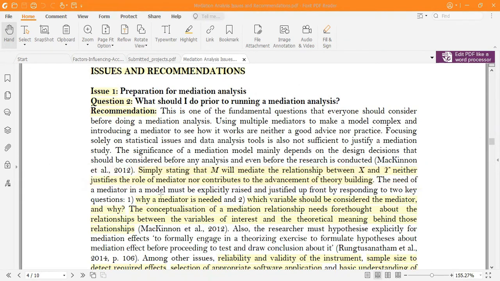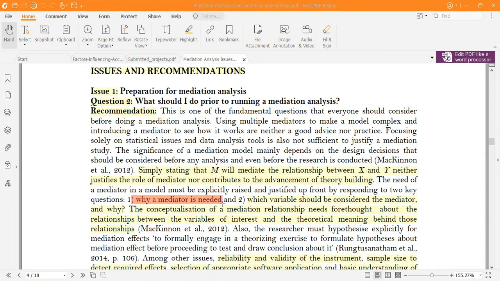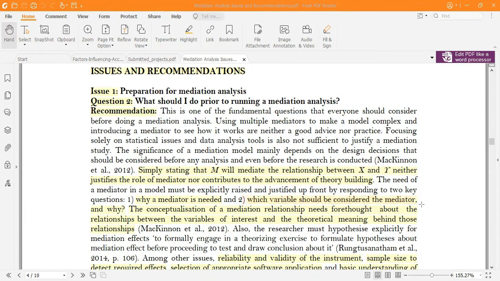Okay, so in this regard, the first one is why a mediator is needed. Actually, is there a need of putting the mediator over there or not? First, you have to identify this type of problem: either the mediator is required or not. So you have to justify this thing. And the second thing is which variable should be considered as a mediator and why? There are different variables in your model, so for any one variable which you are considering as a mediator, why are you considering it and which one should it be? So now you have to provide the answers to these two questions.